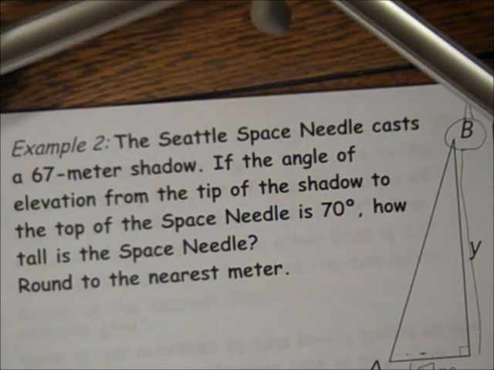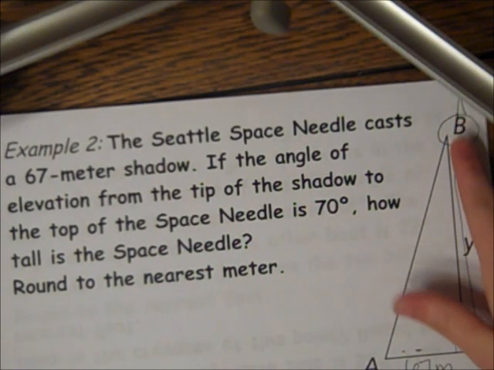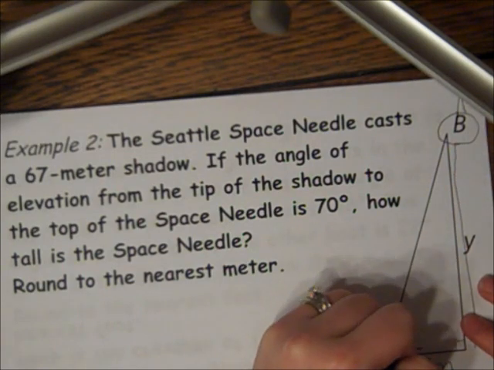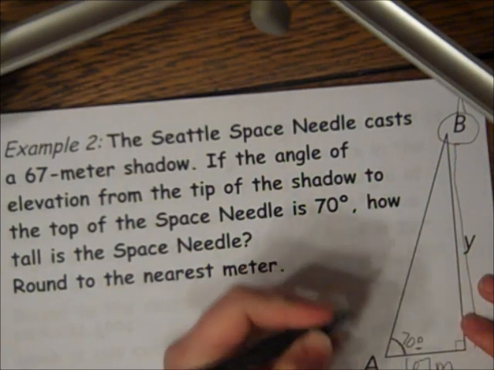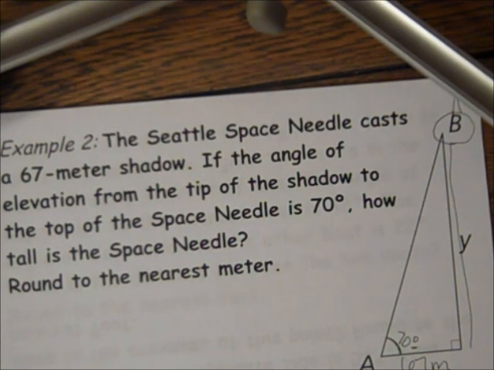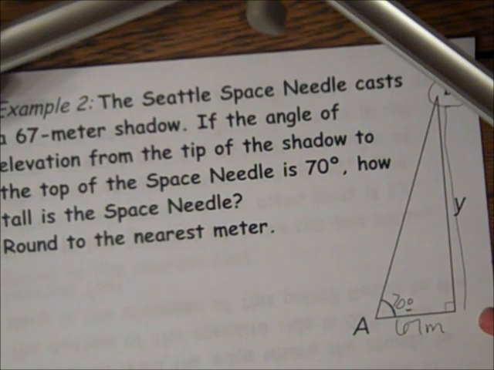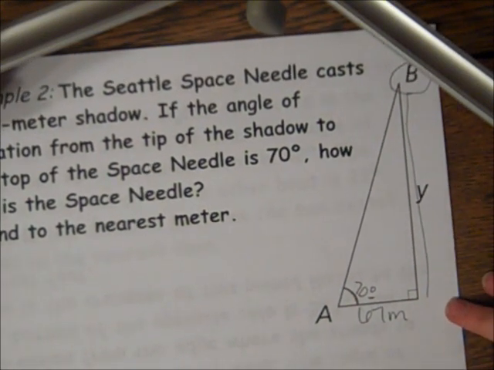so you have to label this yourself. So the shadow's down here, the top of the Space Needle is up here, so this would be your angle of elevation because it's from the horizontal up to the line of sight. So the most difficult part is getting that all labeled, and once you do, now this is just a regular trig problem that we've been doing for the last week or so.